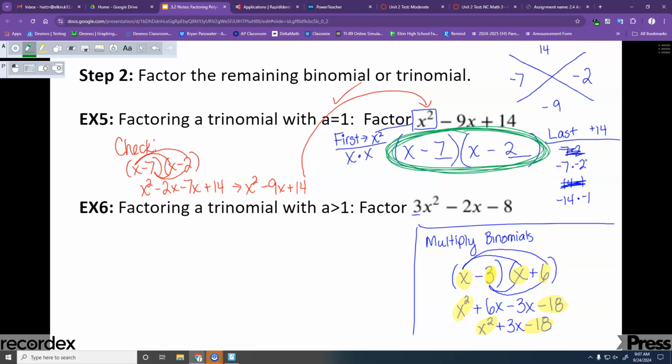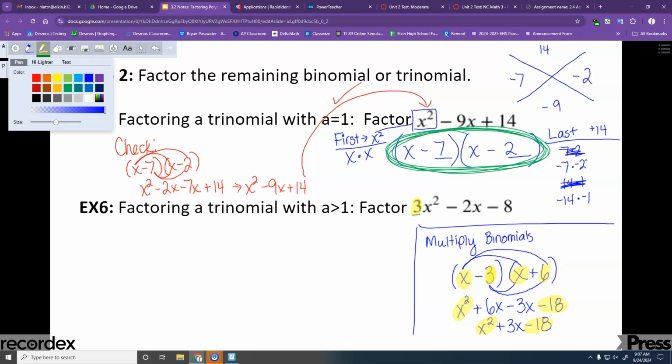So let's factor one that is a little bit harder, okay? I'm going to do it the same way we just did it, but when you have this number in front of the x squared, you're going to have to do a little bit of guessing and checking, okay? So, first of all, the first thing we always want to do is look for a greatest common factor. Do I have a greatest common factor? Is there something I could divide all those by?